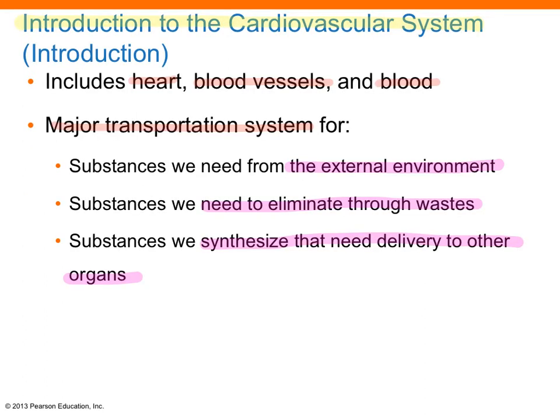Let's begin. The cardiovascular system has three major parts: the heart, the blood vessels, and the blood. It's the major transportation system for the human body, and it transports substances we need from the external environment, substances we need to eliminate through waste, and substances we need to make or synthesize that need delivery to other organs.